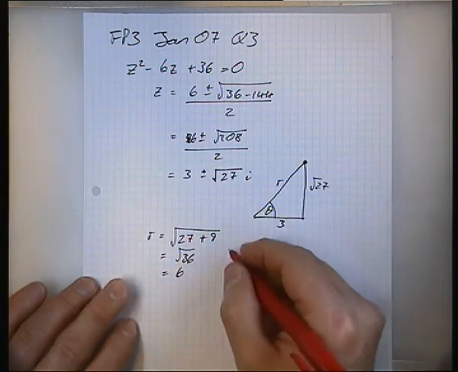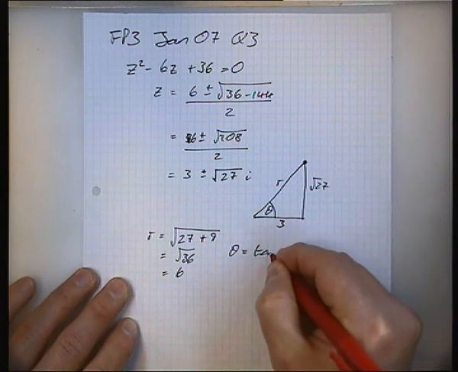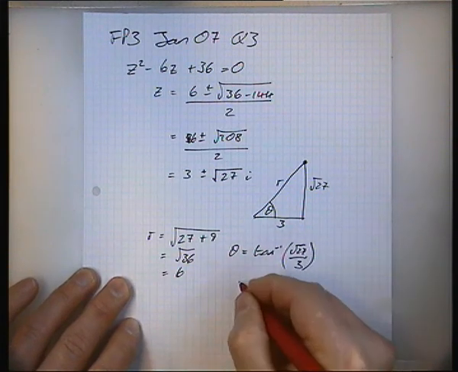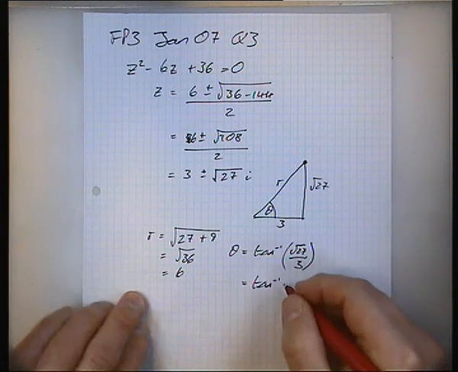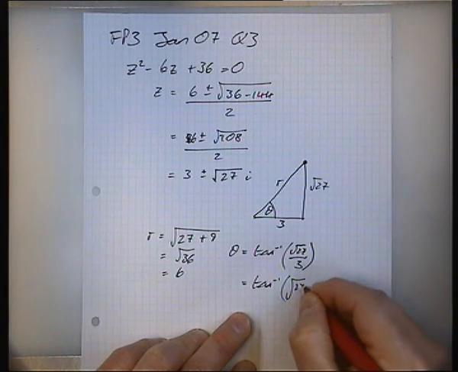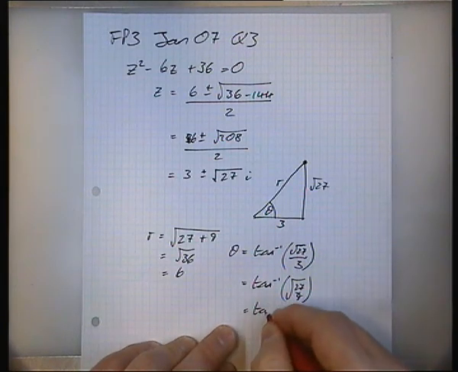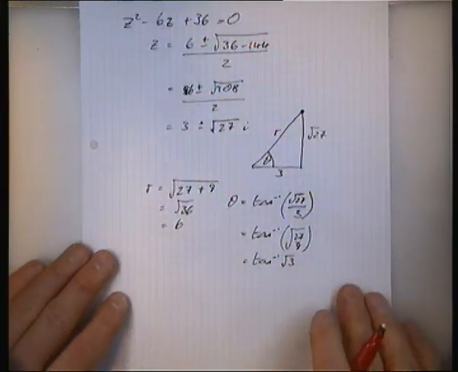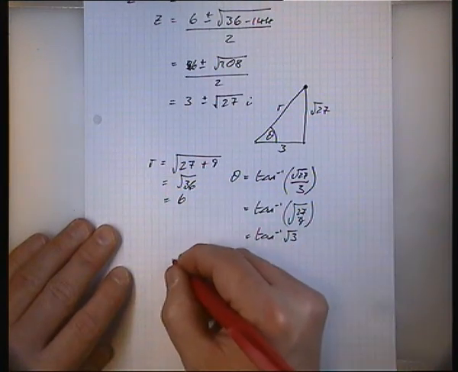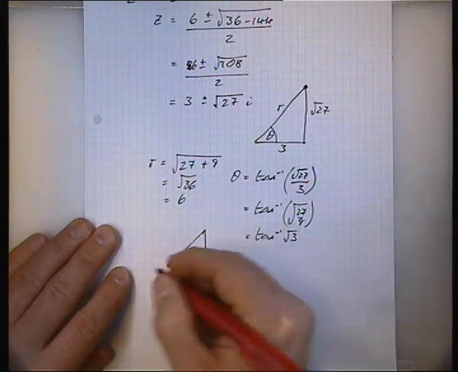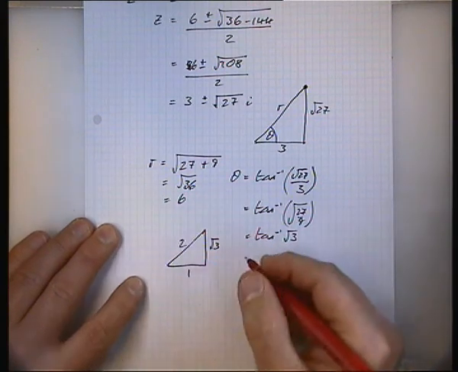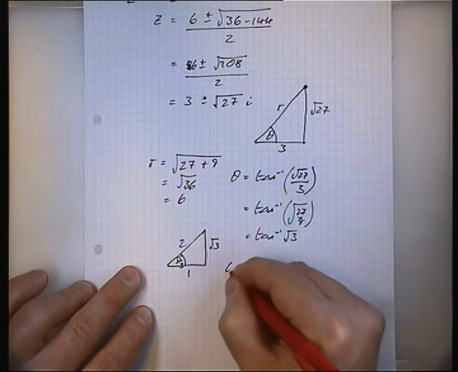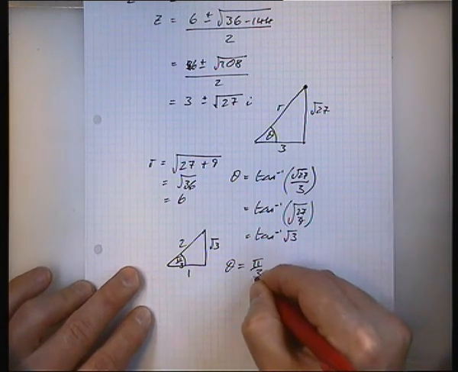Now, the argument, theta, is going to equal tan to the minus 1 of root 27 over 3. Now that simplifies down to tan to the minus 1 of square root of 27 over 9, which equals tan to the minus 1 of root 3. Now tan to the minus 1 root 3 is in one of our favourite triangles. It's in 1, 2, root 3, and the angle down there is pi by 3, which means that theta equals pi by 3.